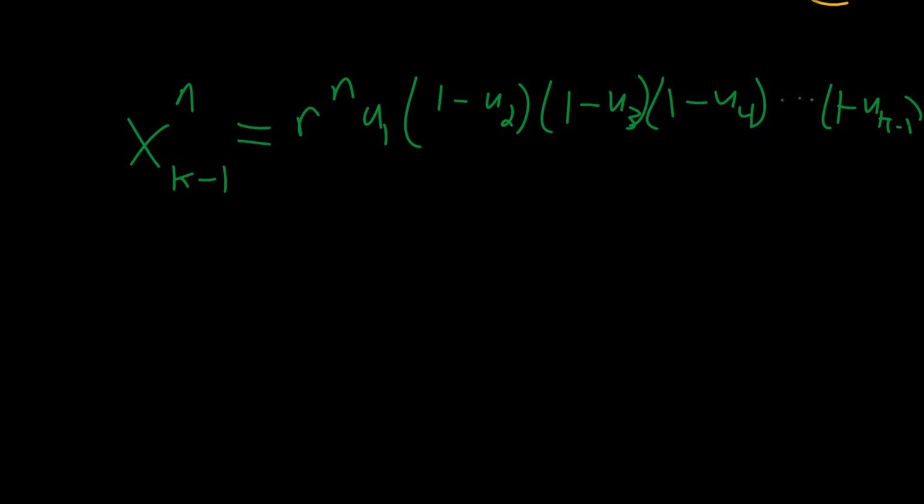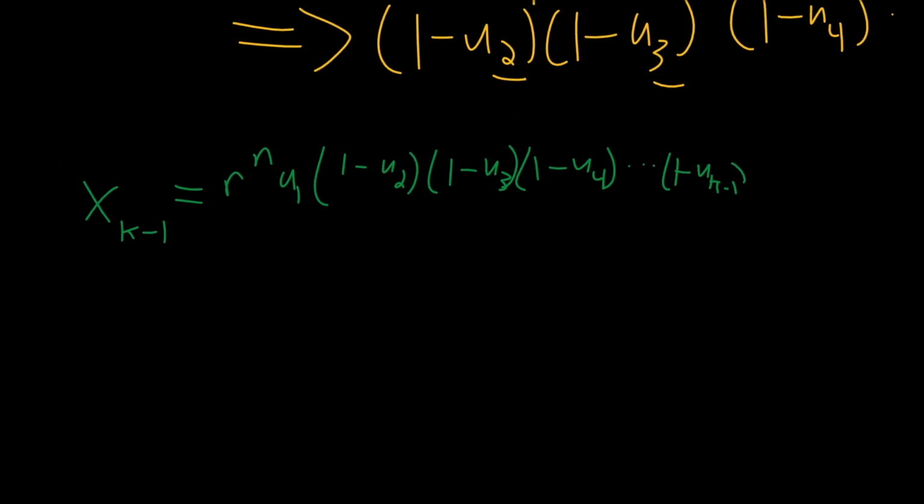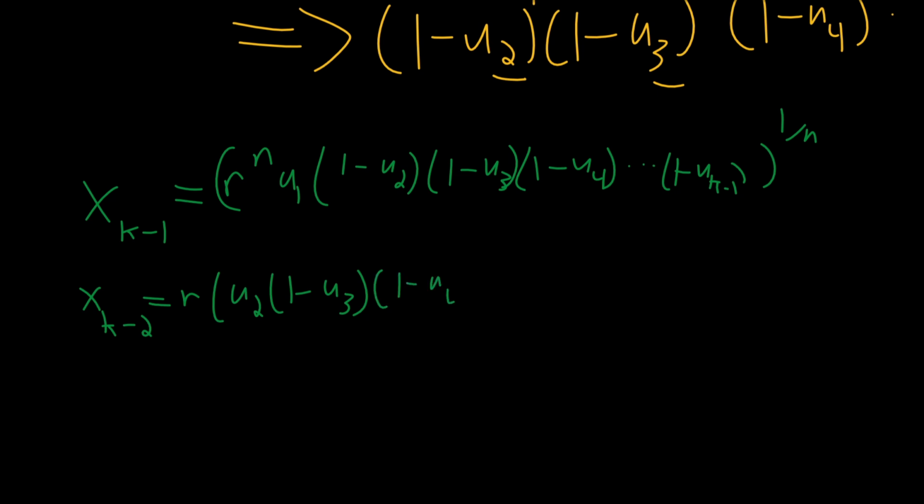So what we can find then is we can actually solve for x_{k-1} by raising each side to the power of 1 over n. So what we find is that it's just this to the 1 over n. And then similarly, x_{k-2} is just going to be equal to, I'm just going to put the r up front, just as it is, so r, and then u2, 1 minus u3, and then 1 minus u4, and so on and so forth, 1 minus u_{k-1}, all to the 1 over n.